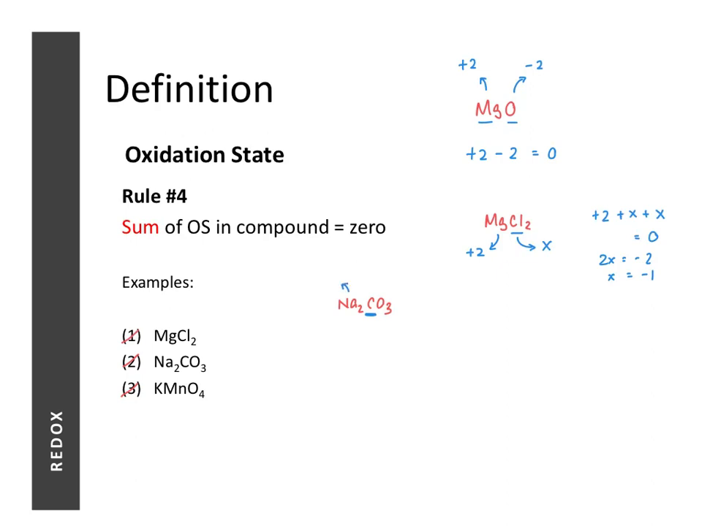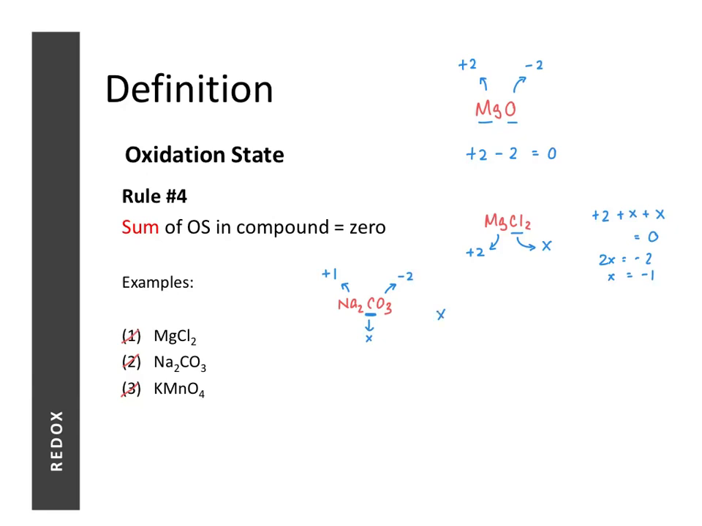Sodium has a fixed oxidation state. It is in group 1, so it's always plus 1. Oxygen in compounds, they are always minus 2. And carbon, since we don't know, we let it be X. Now let's try to sum up the oxidation states for all the atoms.